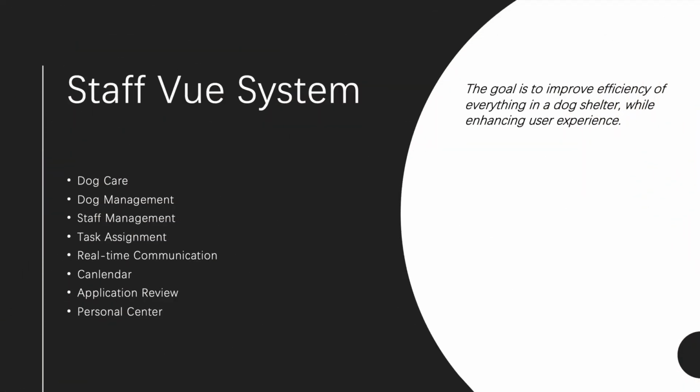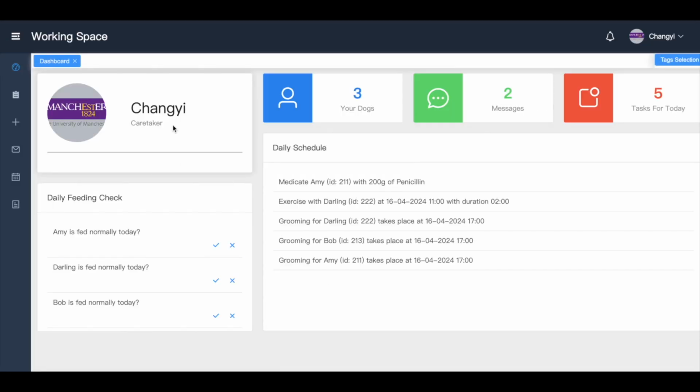The key elements in the Staff system are listed here. We will demonstrate them in the real Staff system. Welcome to the dashboard page. In the top left corner, we have our personal profile card. Moving to the right, these three cards give staff an overview of the number of their dogs, messages, and tasks.